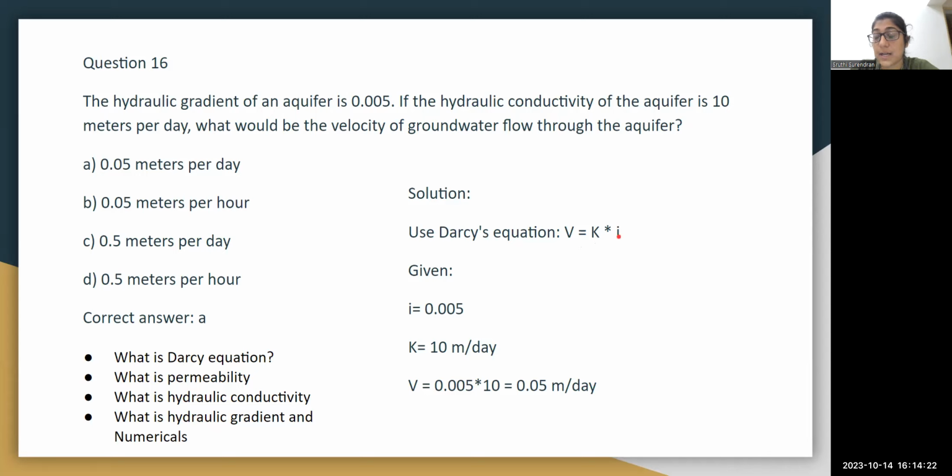So Darcy's equation is given by V = K × I, where K is the hydraulic conductivity and I is the hydraulic gradient. We also learned what the hydraulic gradient is: the change in the pressure head divided by the total length through which the flow is occurring. So Darcy's equation, permeability, hydraulic conductivity, hydraulic gradient, and the numericals related to Darcy's equation are very important. This is a short question that can come.